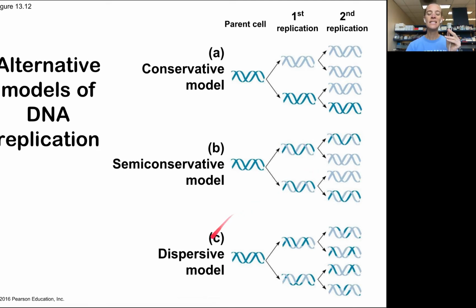Or is it a dispersive model, where you're going to have sections of the double-stranded DNA, randomly, that will be from the original strands in one of the cells and other parts in the other cell, and the same thing happens again. So in the end, the way this diagram is drawn, if we had a way to discriminate between the parental DNA and the daughter cells' newly synthesized DNA, potentially we could see a difference. And that's exactly what the scientists did.